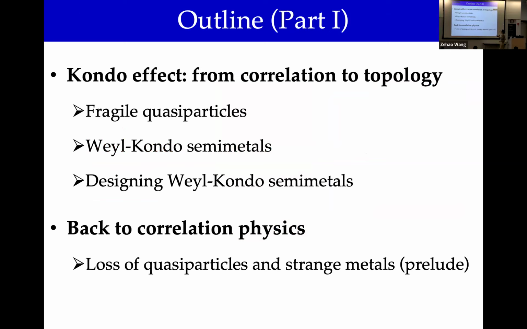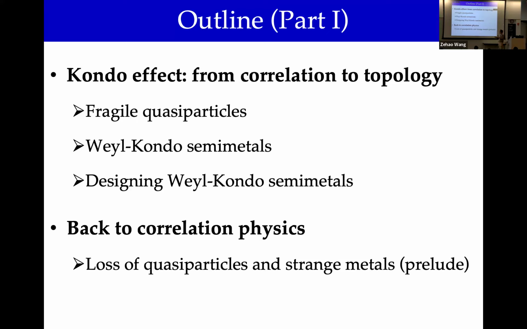So here's the outline for part one. In this kind of system, the effect that plays a very important role is the Kondo effect, describing from correlation to topology. I'm going to describe these fragile quasi-particles that I promised to describe. I will apply these fragile quasi-particles to construct the Weyl-Kondo semimetals. I'll explain what that is. And also extend to the design of materials in such Weyl-Kondo semimetals.